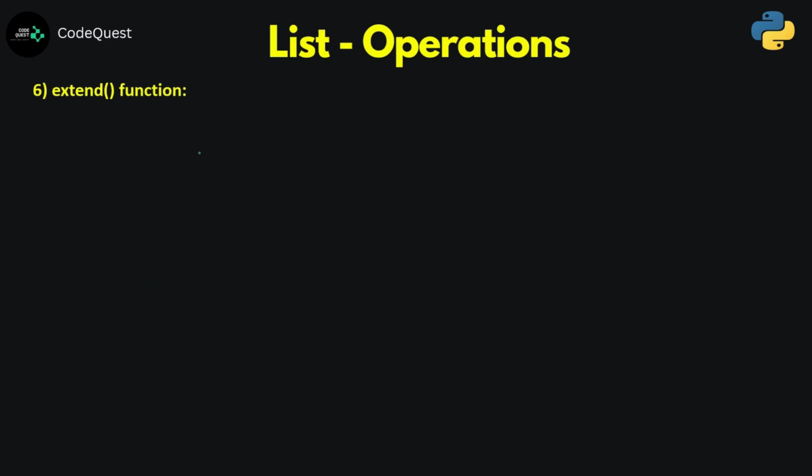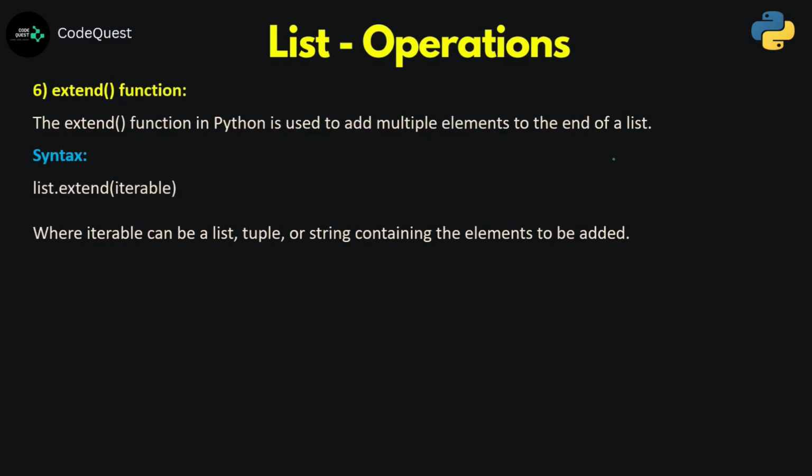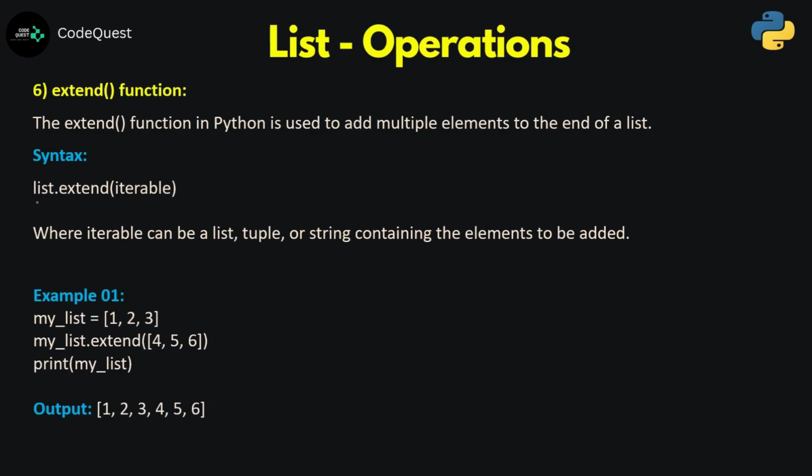Now the extend function is mostly used when you want to add multiple elements to the end of a list. Suppose we have one list of items and I want to add the entire items to another list. That is where I normally make use of extend. You can see here we use one list, extend iterable, where this iterable can be a list, maybe a tuple, maybe a string, and we can attach this iterable at the end of this existing list.